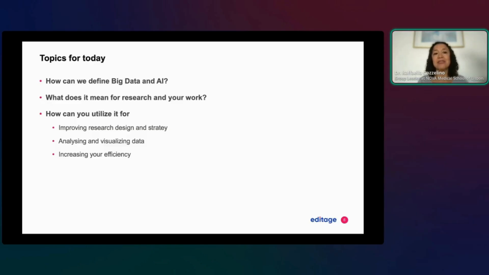How can we define big data and AI? What does it mean for research and your work, and how can you utilize it for improving research design and strategy, analyzing and visualizing data, but also increasing your efficiency?